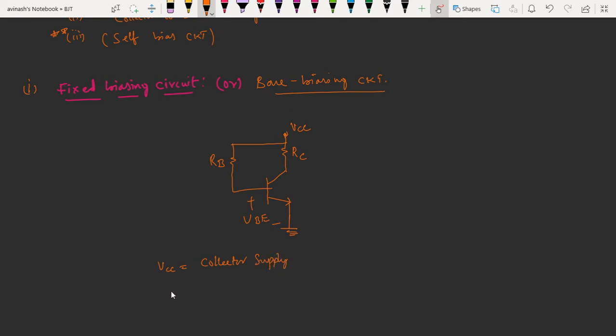VCC is the collector supply, and it provides the necessary biasing voltage and currents. Now this RB is connected to provide the necessary base voltage, and RB is also used to limit the base current. The base current is this way. This is the base current IB.